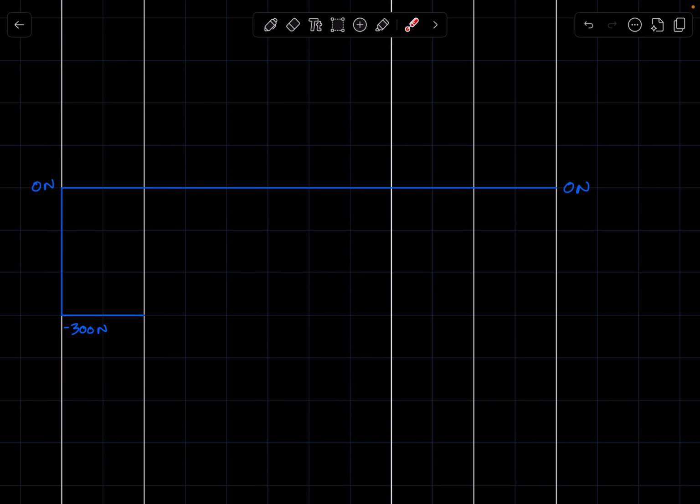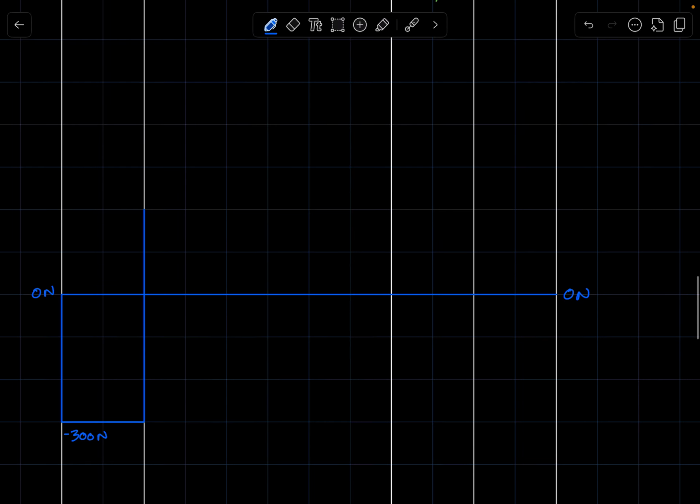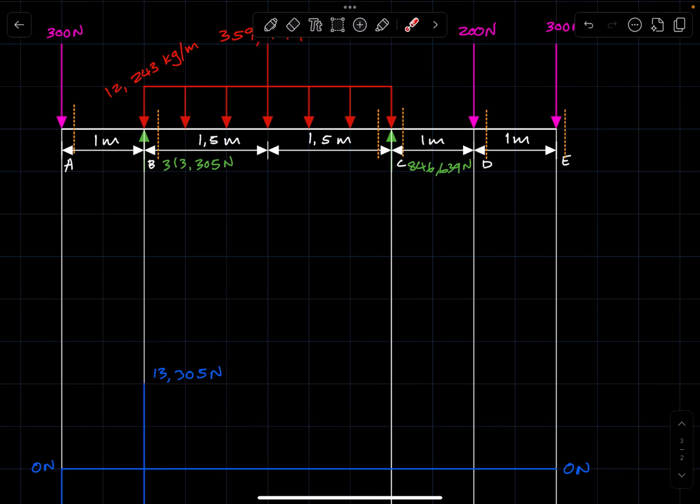Right, this is showing that between these 2 points there is no UDL. And then the magnitude we got is positive. Then you draw a line, a positive line. Here we have 13,305 newtons. Right, this is what we have. Then we are done with the shear forces at this section or at this critical point.